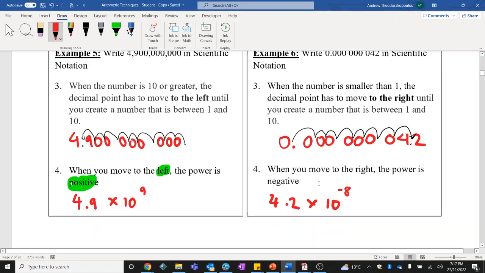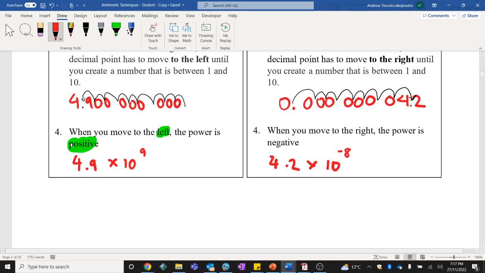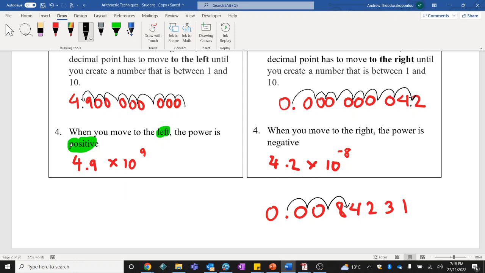Just want to make note of something. When you're doing this, and let's just say we have a different question. Let's say we had 0.00842331. Okay, we haven't got a number between 1 and 10 here, so we need to move it to the right. We move it just here. Okay, you don't need to copy this down, but we move it here because what we're going to do here is we're going to create a number between 1 and 10. So the number that we create is 8.42331 times it by 10. And how many times do we move the decimal? 1, 2, 3. So that would be your answer for that question.